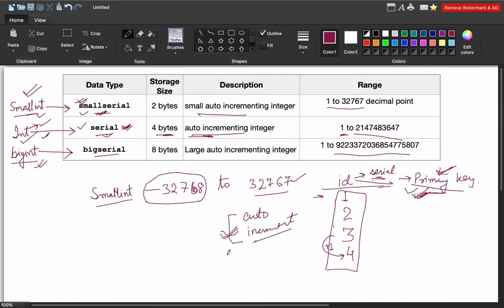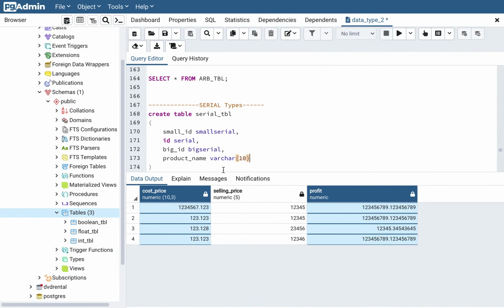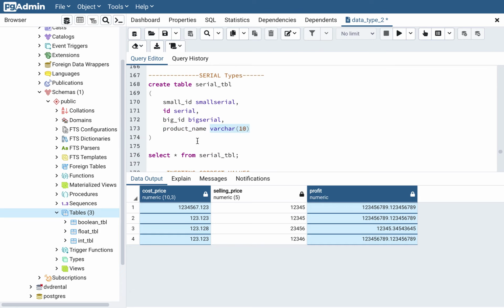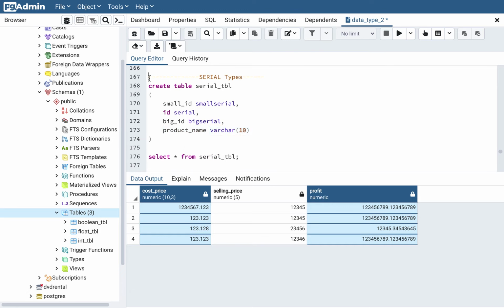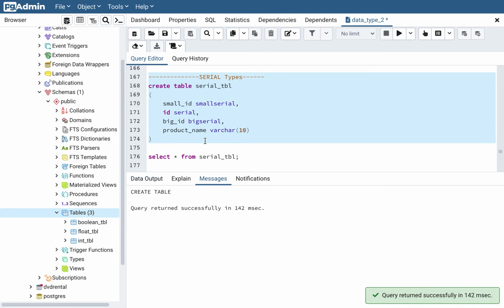Now let us create a table and try to understand. Let me create another table called serial table with 4 columns called small id, id, big id, and product name. Small id I have defined as a small serial data type, id as a serial data type, big id as a big serial data type, and I have created one more column called product as varchar 10. Of course, we have not discussed the data type for character values, which we will do in upcoming videos. For the time being, let me execute this query.